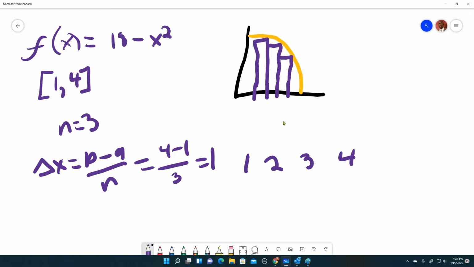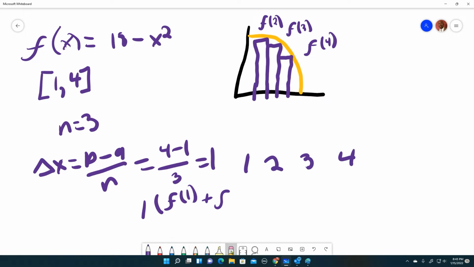They all have widths of delta x, which in this case is 1, and their particular heights, since it's hitting the function at these endpoints, since it's hitting the function at 2 and at 3 and at 4, their heights are f of 2 and f of 3 and f of 4. So to find this area, we just take delta x, which is 1, times f of 1 plus, not f of 1, I'm sorry, f of 2.